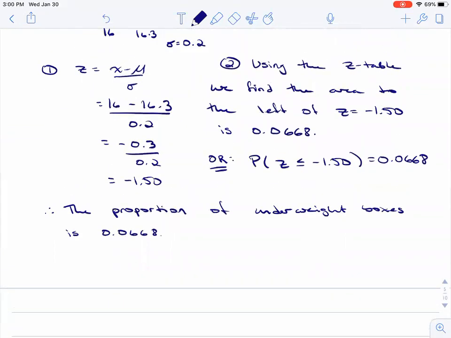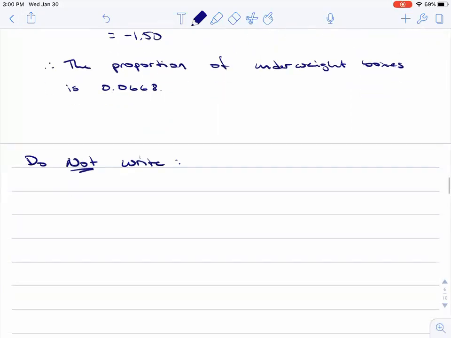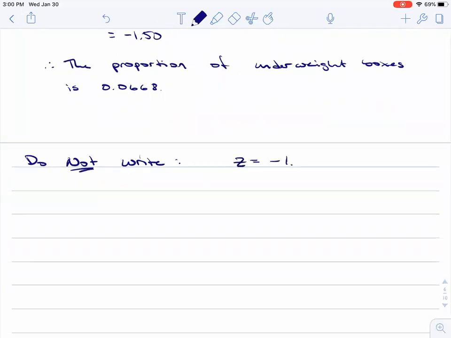I show you these two ways because there are some key things that I don't want to see. So do not write something like Z is negative 1.50, which is 0.0668. There's no universe where negative 1.5 is 0.0668. I know what you mean. That's the problem. Of course I know exactly what you mean, but that's not true.